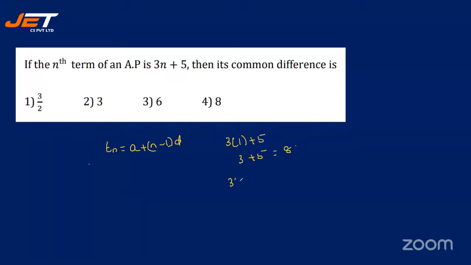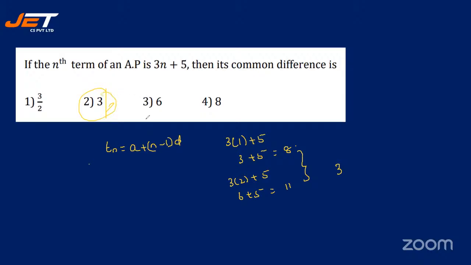If you put n equals 2, 3 into 2 plus 5, 6 plus 5, which is 11. So let's take the difference between these two. 11 minus 8, T2 minus T1. It would be 3. So your answer must be option 2.